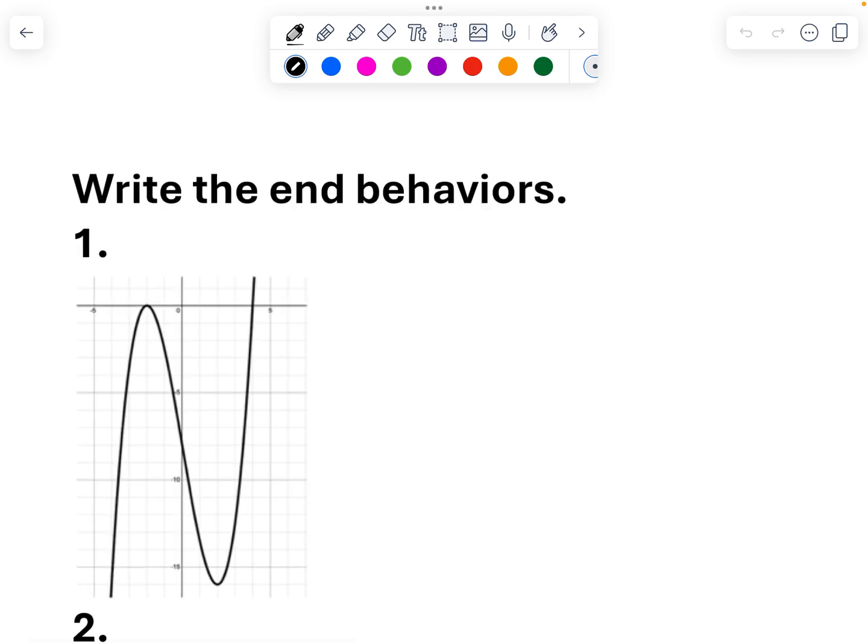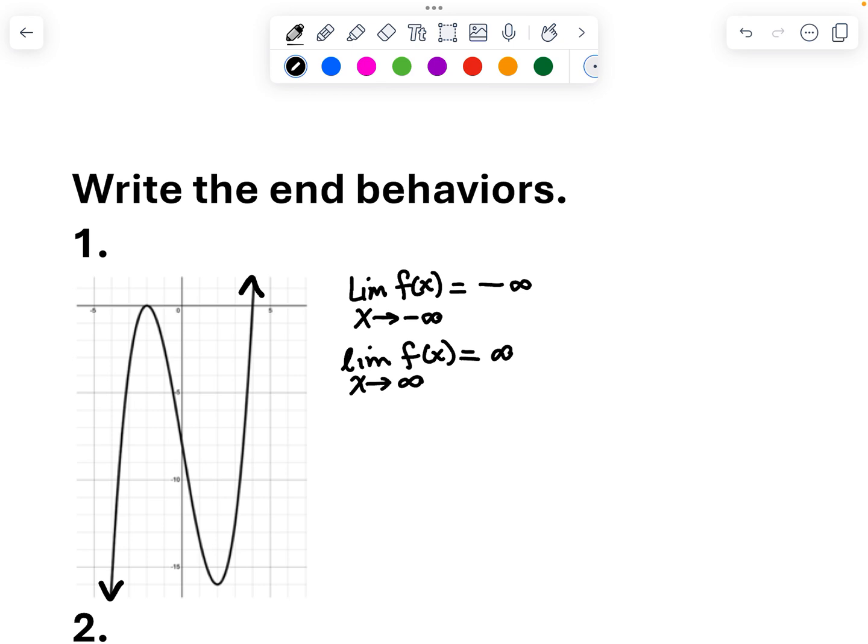Graph number 1 is headed downhill on the left and uphill on the right. So we are going to say that the limit of f of x on the left hand side is going down towards negative infinity, and the limit of f of x on the right hand side is going up towards positive infinity. And that is it.